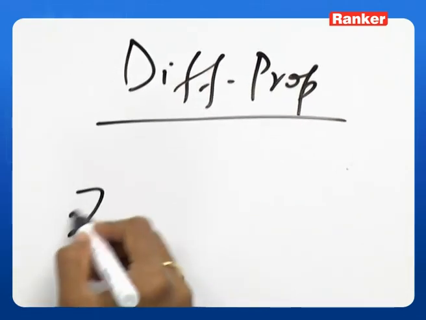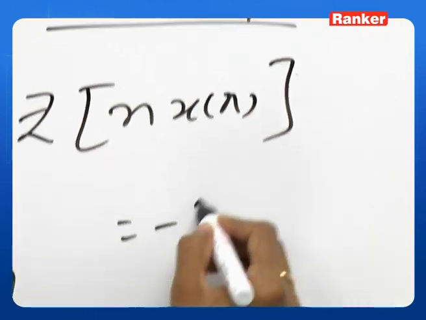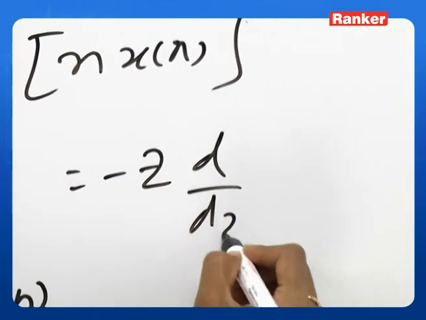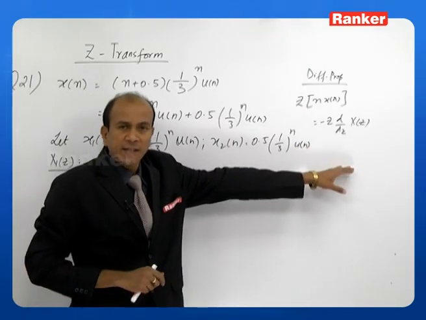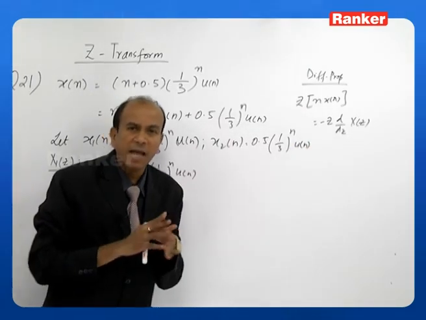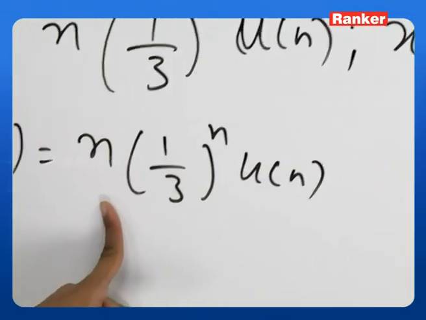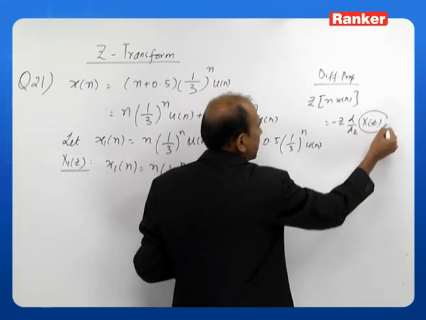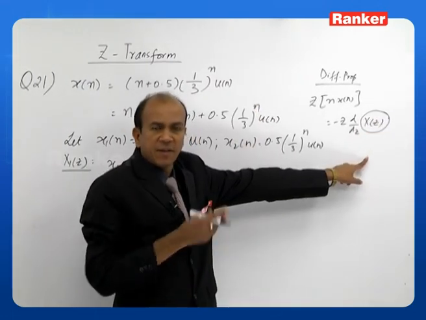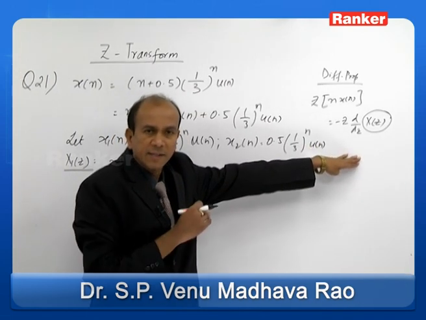It says the Z transform of n times x of n is equal to minus z d by dz of X of z. So we have to use this formula. Why is this formula apt for us? Because here you have n, so I have to use that property. To find this, I should first know the value of X of z. Once this is known, I can differentiate with respect to z and multiply with minus z later.